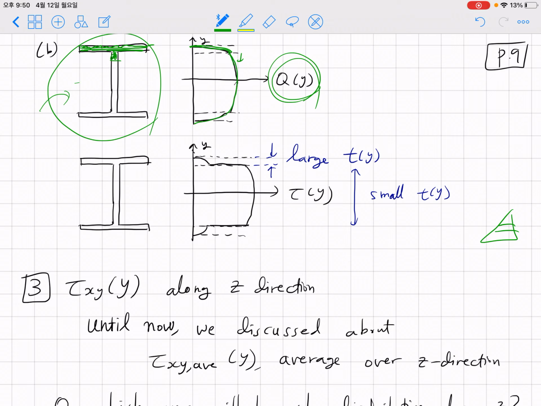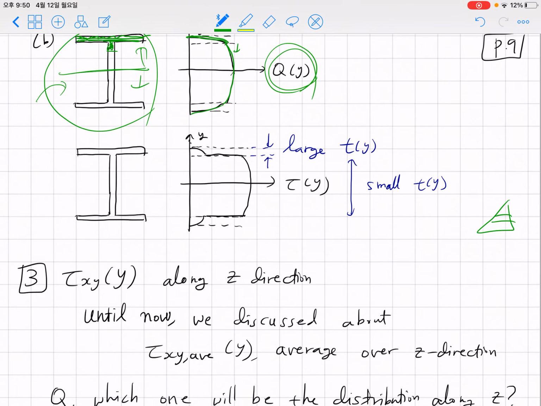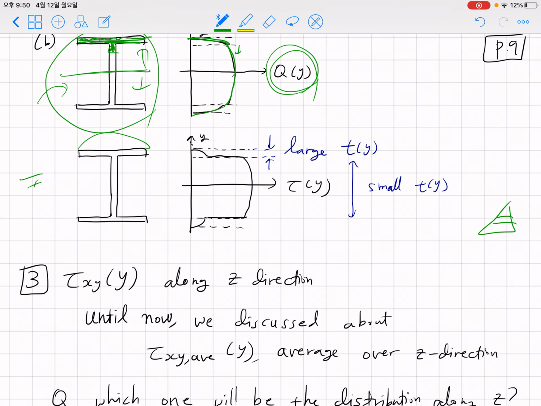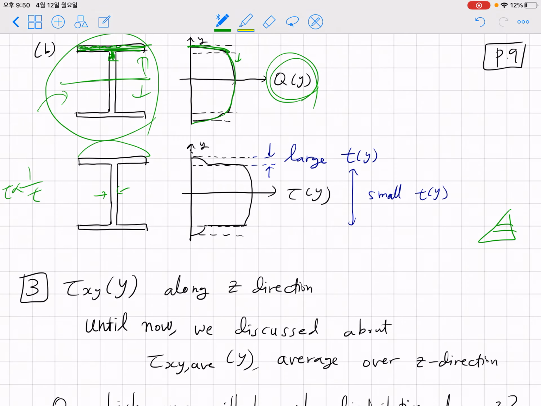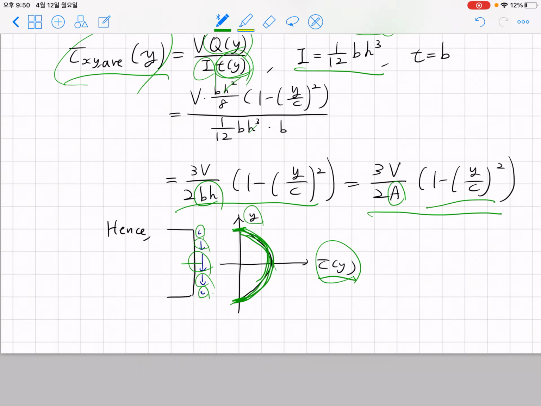Of course, the Q_y distribution is symmetric because it has symmetric distribution over the y larger than 0 and y smaller than 0 regions. Now regarding the t, t is very large at the top and bottom. Tau is proportional to 1 over t, but t becomes very small in the web. Okay, so if you multiply the 1 over t factor here, when you consider tau_y, tau_y becomes very small due to large thickness at top and bottom, but tau becomes quite large in the middle, and this tau_y is relatively more uniform than this distribution.